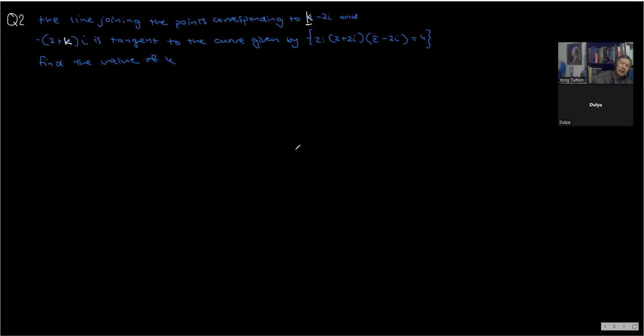So k is the real value? Real value, of course, right? Okay, it's greater than 0. Oh, less than 0. Sorry, less than 0. It's negative. K is negative. Wow.